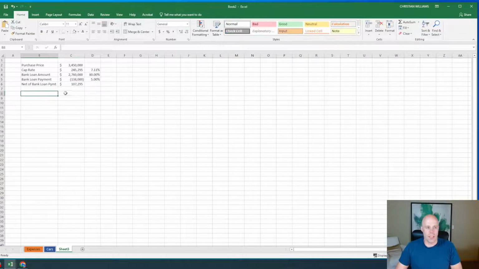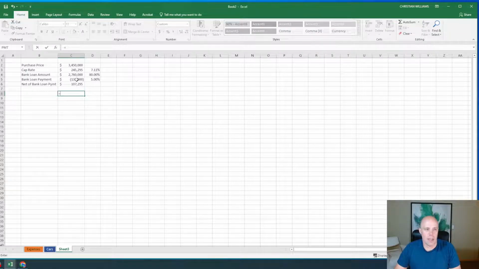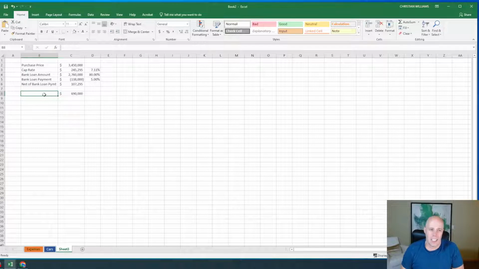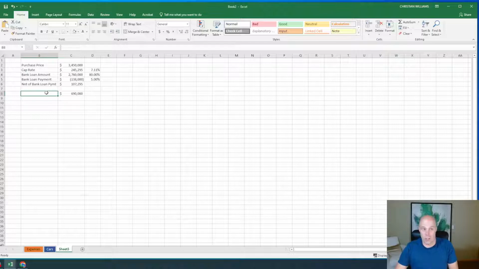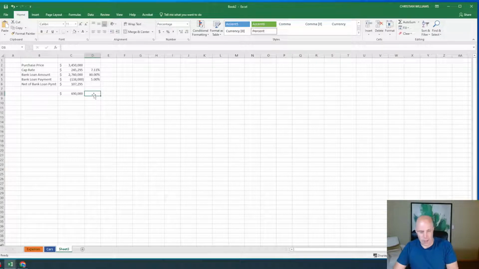Well, that's assuming that, let's go ahead and look at this. That's assuming that we have our purchase price minus our bank loan amount. That's assuming that we have $690,000 in cash sitting in our back pocket. If we did, we'd be able to get $107,000 a year in return on our $690,000, which is a really good return. Let's actually look, just for gee whiz sake, I'm going to say equals that divided by that. That's a 15% return on investment.